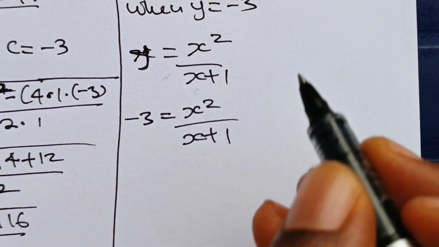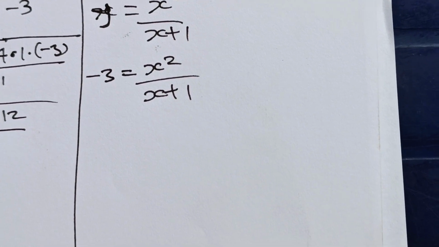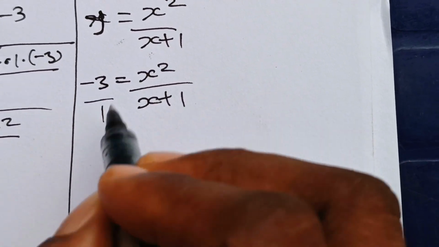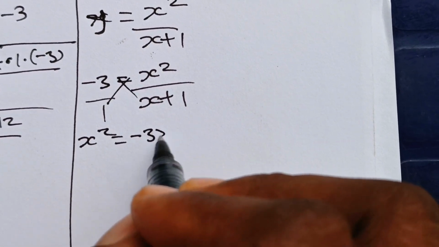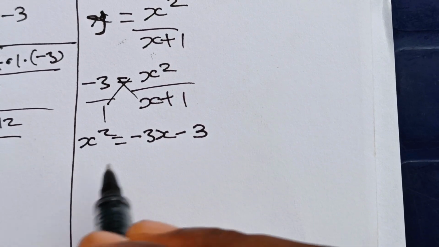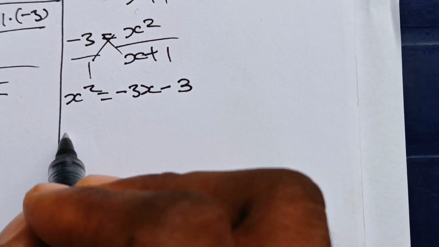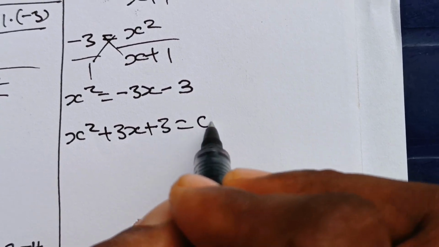plus 1. Okay, let's go. Now we are going to cross multiply. So we have x squared is equal to minus 3x minus 3, right? So if we bring this to this side, we have x squared plus 3x plus 3 is equal to 0.